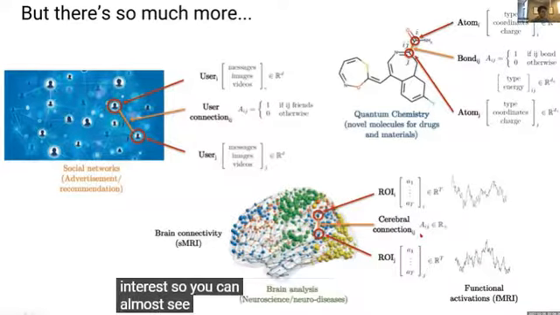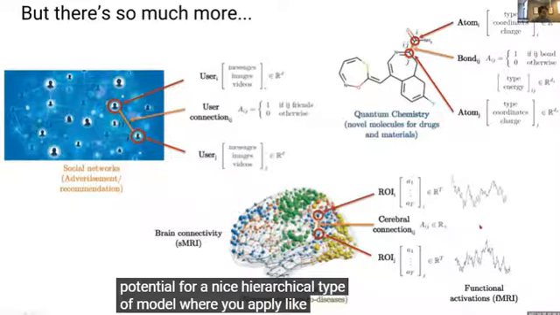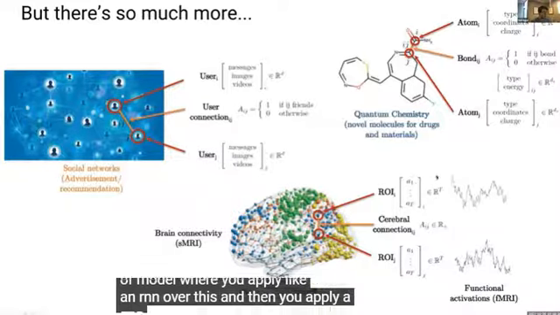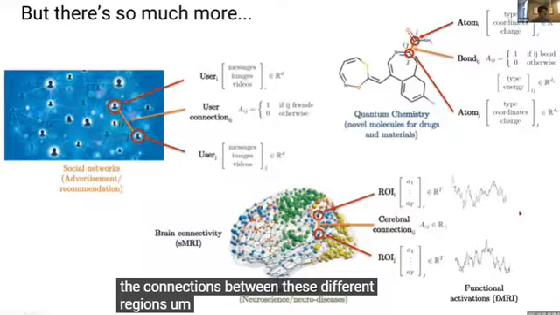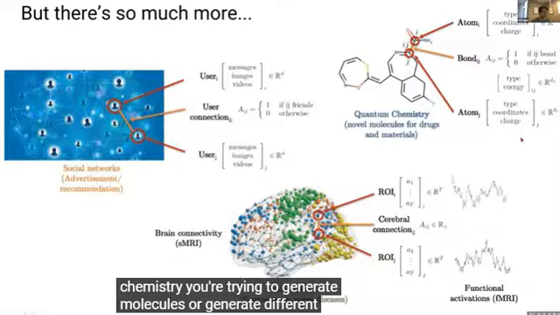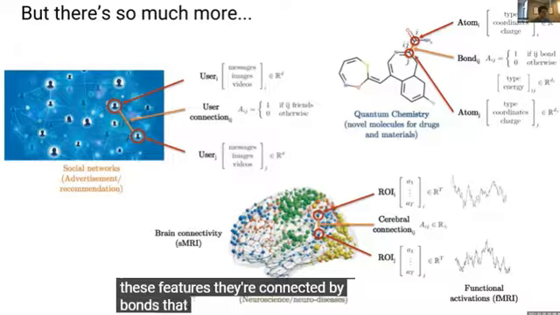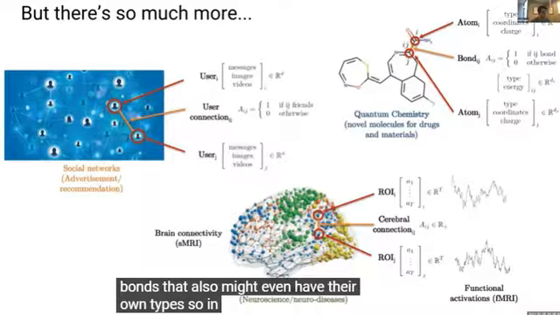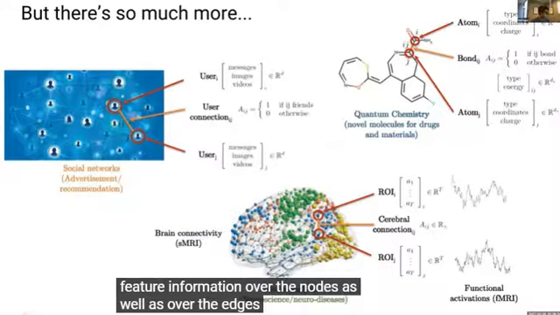So you can almost see here that there could be potential for a nice hierarchical type of model where you apply an RNN over this, and then you apply a GNN over the connections between these different regions. And then even in, say, quantum chemistry, you're trying to generate molecules or different materials. You have a bunch of atoms that have these features. They're connected by bonds that might even have their own types. So in this case, you have feature information over the nodes as well as over the edges.